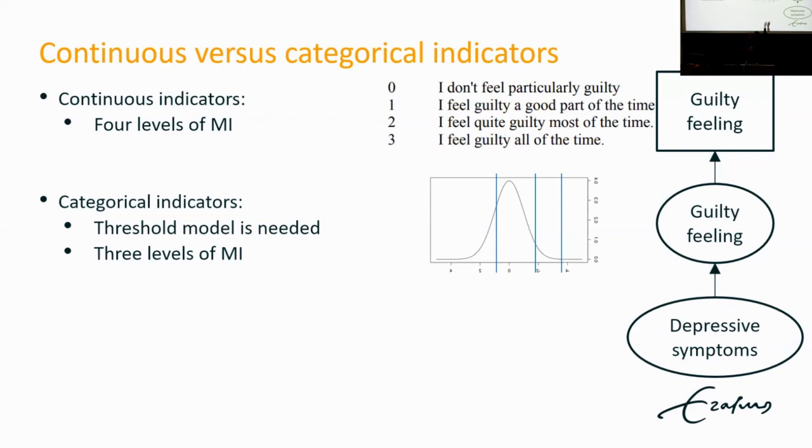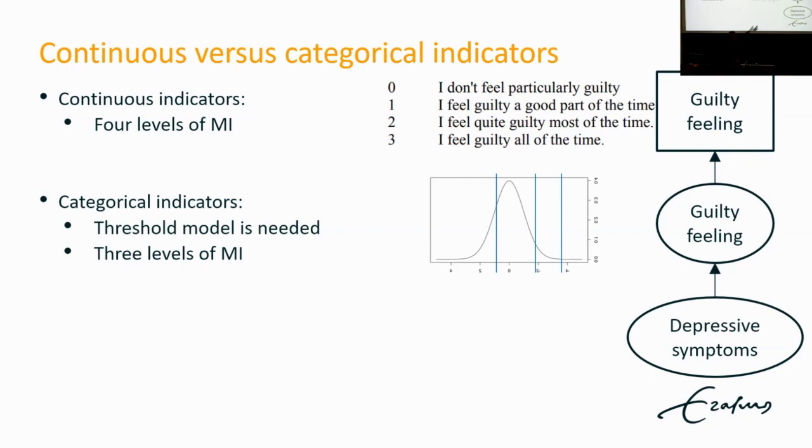You could say, well, there's also this normal distribution, this continuous distribution for guiltiness. And as soon as people score very high above a certain threshold on this latent guiltiness variable, then they will cross the 3 if they are beyond that threshold. If they are below that threshold and they are just a bit lower, they might cross a 2 or a 1 or a 0.